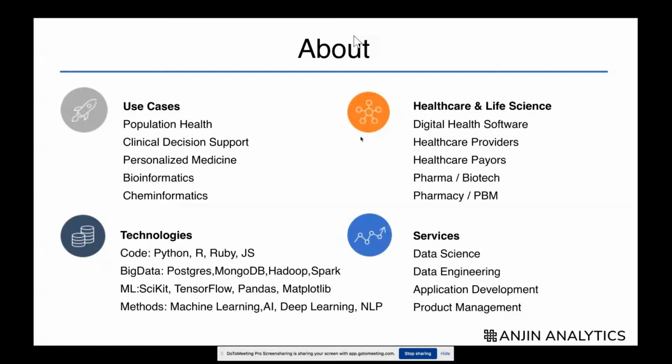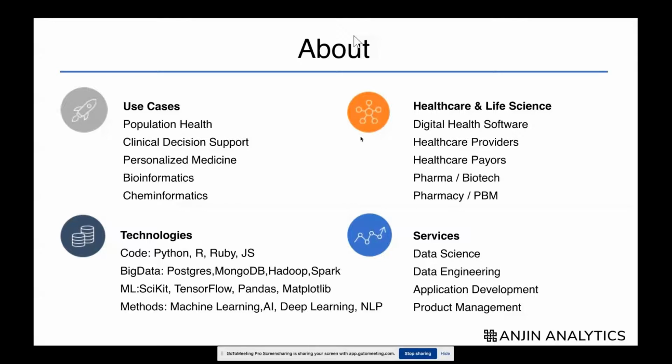So just at a high level, our company focuses on a few different things. So various use cases for healthcare and life science. We do work in population health, clinical decision support, personalized medicine, as well as bioinformatics. The type of companies that we work with in the healthcare and life science space are digital health software companies of all sizes, especially startups, providers, payers, and then pharma, biotech, as well as pharmacy. So any company that's touching any kind of patient data.